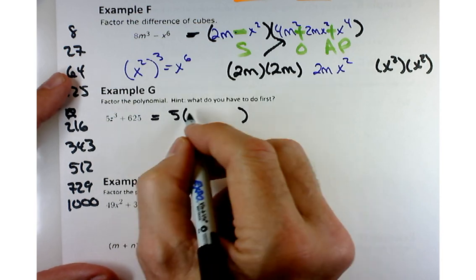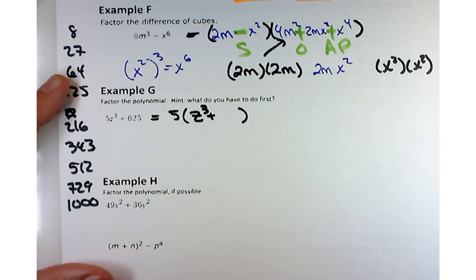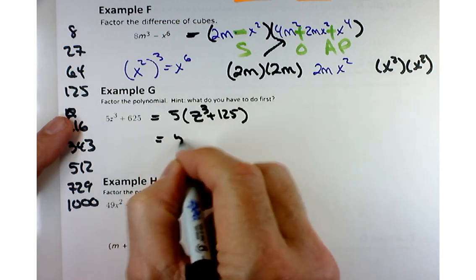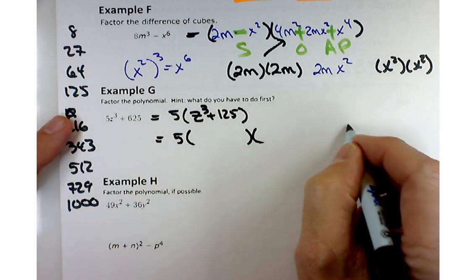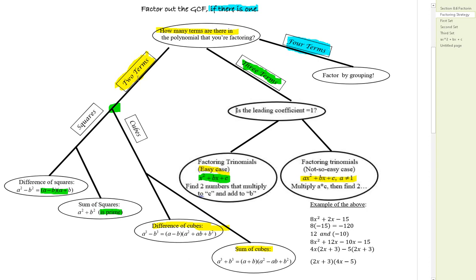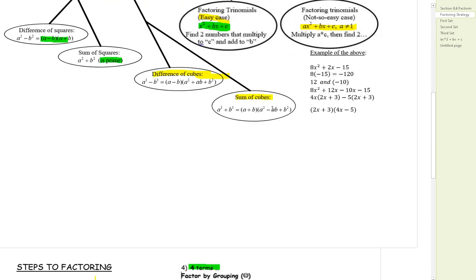5? Jameson, if I factored out a 5, what's that leave behind? Z cubed plus, it's all right, yeah, smart move, take out a calculator. 125. Nice. So hopefully you look at that, we factored out the GCF. You worked your way down this decision tree. It's got two terms. They're cubes, so you branch over here. And because it's the sum of cubes, you get down to this formula here.